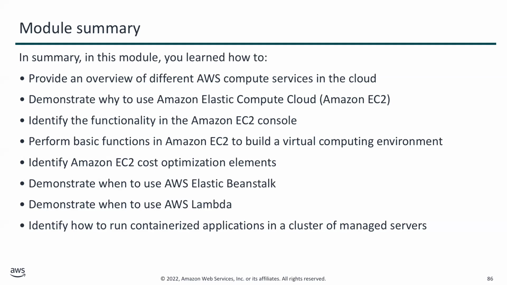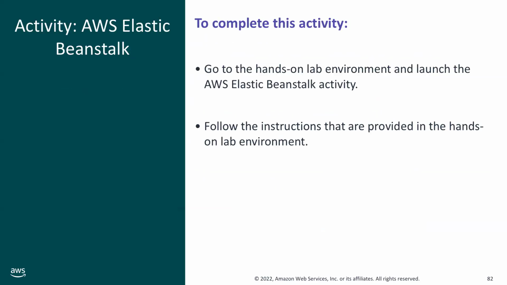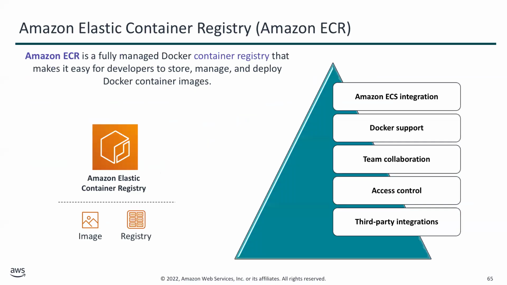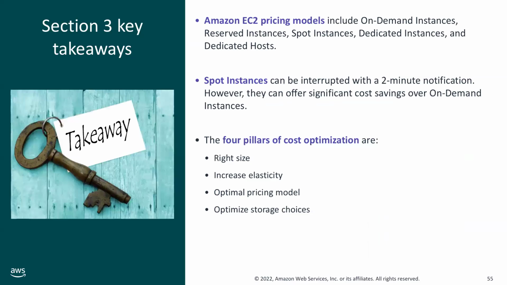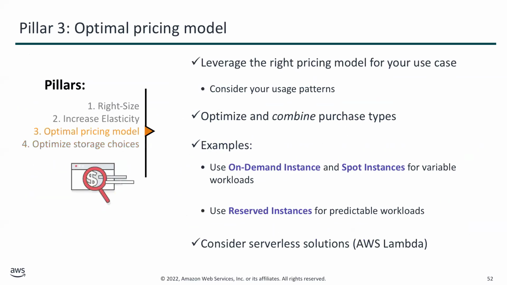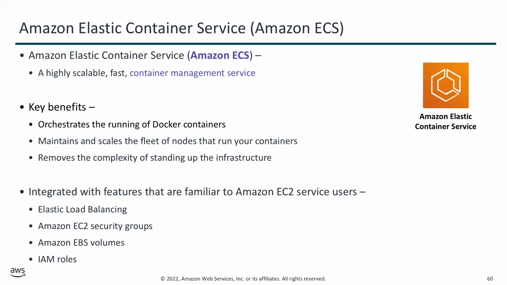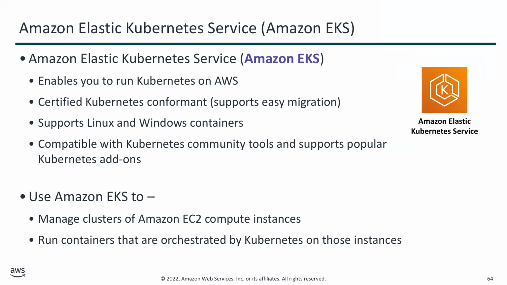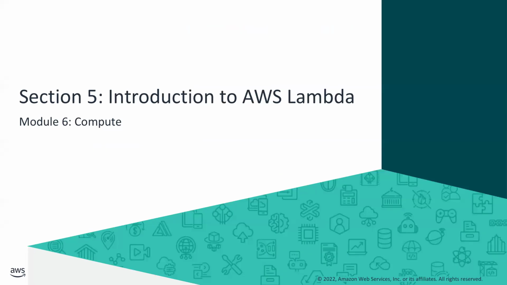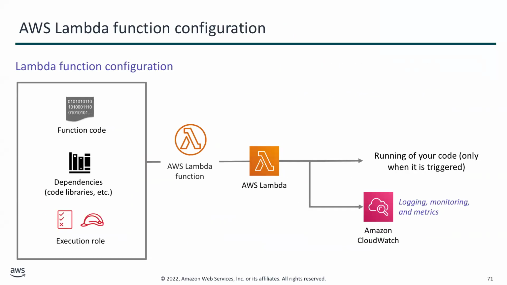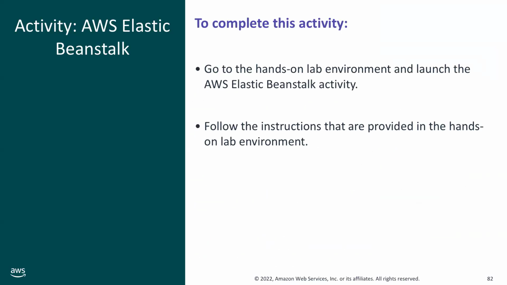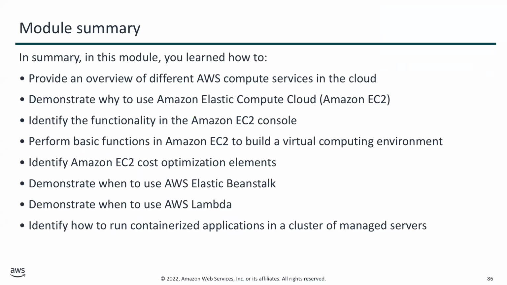Today, we talked about how to optimize the cost of EC2. There are 4 pillars: right size, optimal storage, and I forgot some. Oops, sorry. Yeah, optimal pricing model, increased elasticity, and optimized storage choices. Based on our need, the recommendation is to have an individual or a team of people looking after optimizations. So that's EC2 cost optimization.